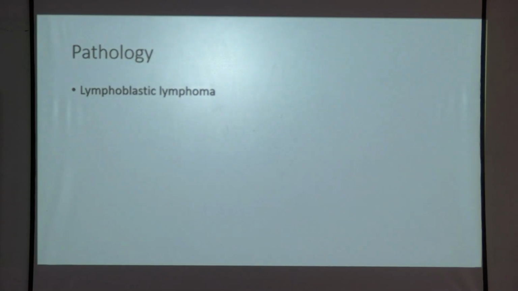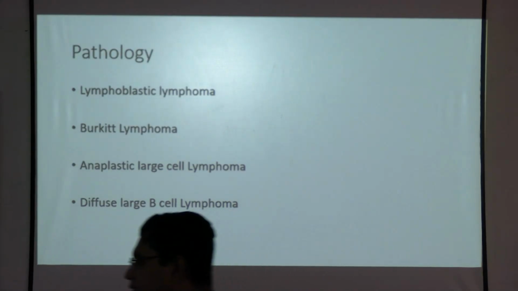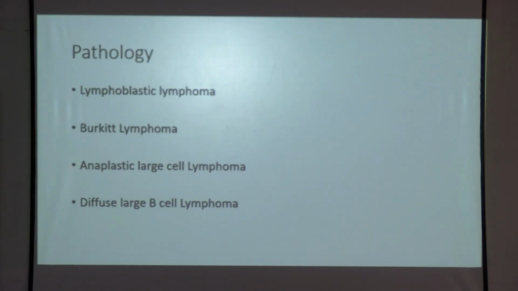So there are 4 types of non-Hodgkin's lymphoma predominantly. One is called lymphoblastic lymphoma, another is Burkitt's lymphoma, third is anaplastic large cell lymphoma, and fourth is diffuse large B-cell lymphoma. Lymphoblastic lymphoma, Burkitt's lymphoma, anaplastic large cell lymphoma and diffuse large B-cell lymphoma.